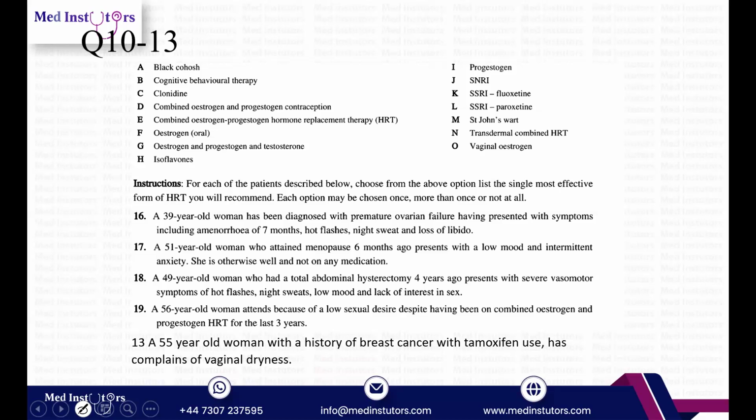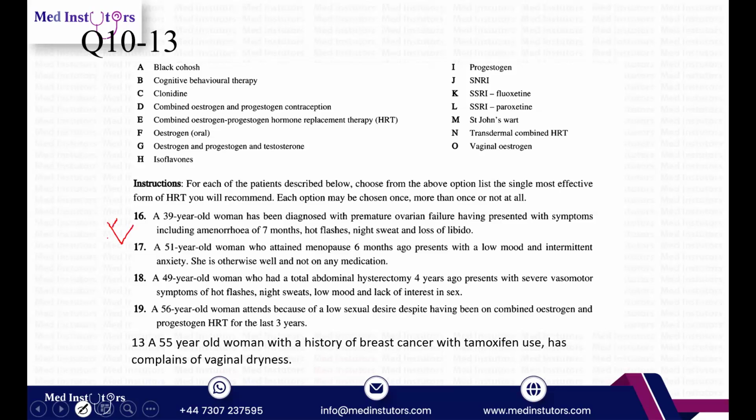Okay, you're right. E is the correct option because she has POI. In POI, we need to replace with HRT, and she's already having amenorrhea, so you give combined. You don't have any other option. So this is the correct answer here, E.